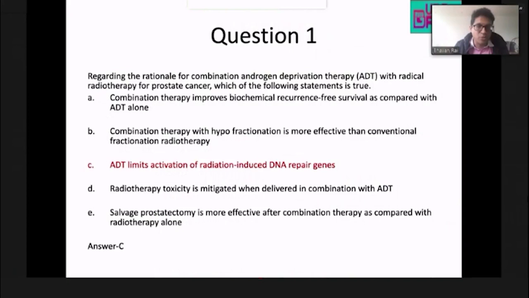The first question was, in patients who get radical radiotherapy, what was the reason why we had androgen deprivation therapy? And I think this has been very adequately and nicely covered by both PRAPS and ASH. And the answer to that is the ADT limits activation of radiation-induced DNA repair genes.